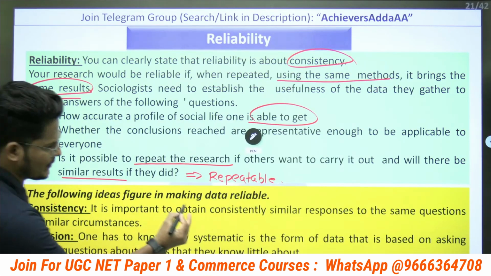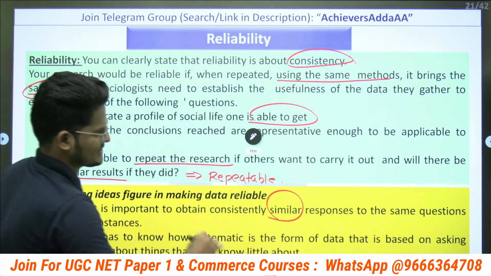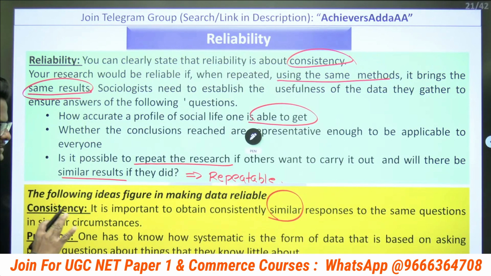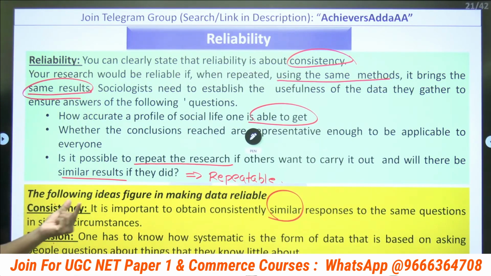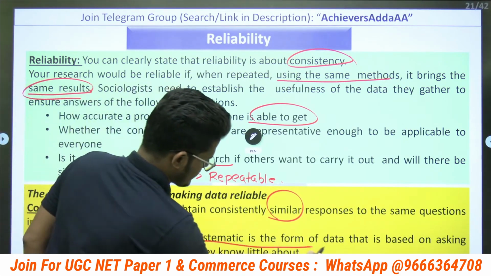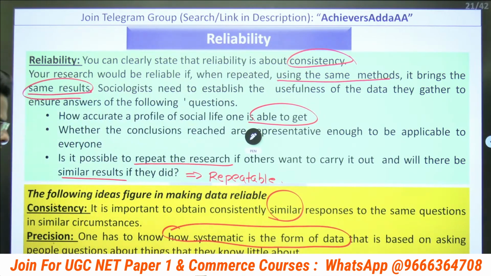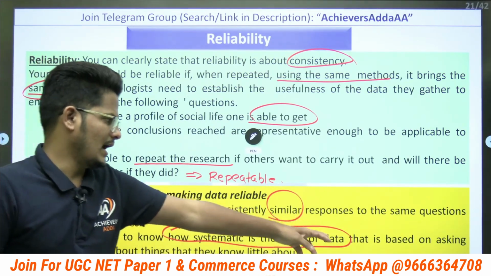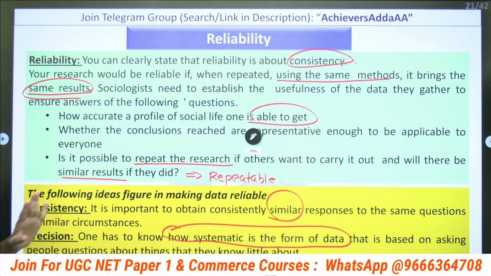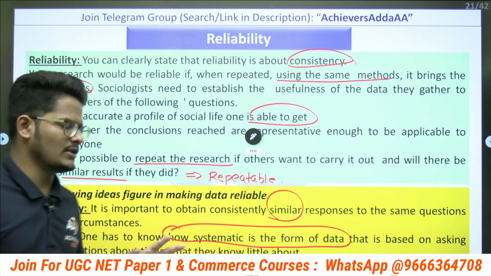Consistency means obtained results are similar: similar responses to the same questions in the same circumstances. If you are getting the same answer, that is consistent. Precision means how systematic the form of data is, the proper data that we collected which will be useful for the testing purpose, based on asking people questions about things that they know little about.